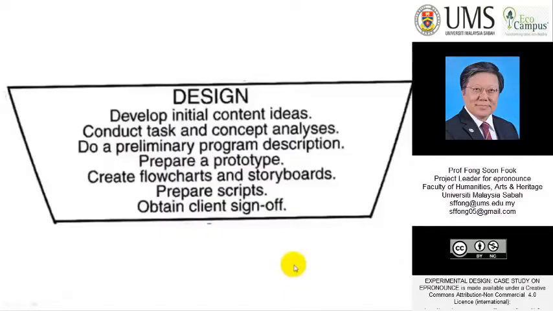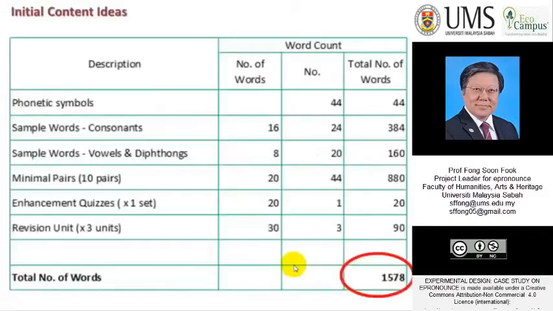Next is the design phase, where we develop initial content ideas, we conduct task and concept analysis, we did a preliminary program description, then we prepared a prototype, and we also created flowcharts, storyboards, and prepared the scripts. For example, for the initial content ideas, we limit ourselves to the 44 phonetic symbols at the segmental level. In terms of sample words, for consonants we have 384, for vowels and diphthongs, 160 words, for minimal pairs, 880, and so on. So the total number of words for Epronounce is 1,578, that can be increased in the near future.